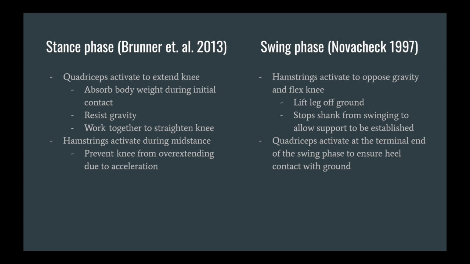During the swing phase, there is more emphasis on controlling the knee. At the beginning of the swing phase, the quadriceps perform eccentric muscle activity to prevent the knee from excessive flexion. At the end of the swing phase, the hamstrings perform eccentric muscle activity to prevent the knee from hyperextending. Again, the quadriceps will activate at the terminal end of the swing phase to ensure that the heel will make contact with the ground.